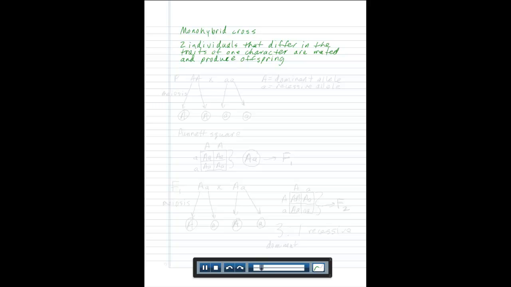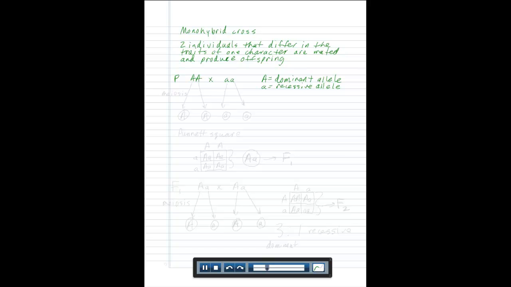In order to understand how a monohybrid cross works, we need to diagram it from the parental generation to the F1 and then the F2 generation. Let's say that we breed two parental individuals that are both homozygous for a particular trait. In this case, we'll call it A, where the capital A is the dominant trait or dominant allele, and lowercase a is the recessive trait or the recessive allele.